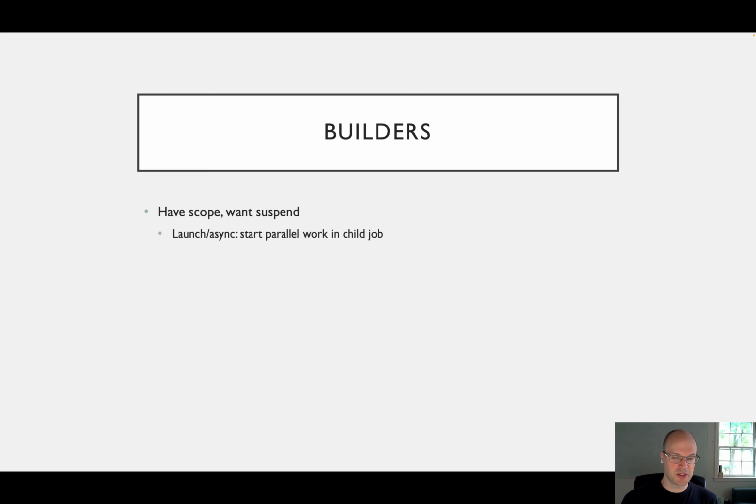And they both actually do the same thing, is that they start parallel work in a child job. Again, I think these are terrible names. I don't know why they're so different. They do literally the exact same thing. They start parallel work in a child job. The only difference between them is that async will give you the return value of that parallel work. So if you want the return value, use async. If you just want to start the child job for its side effects or something like that, that's where you use launch.